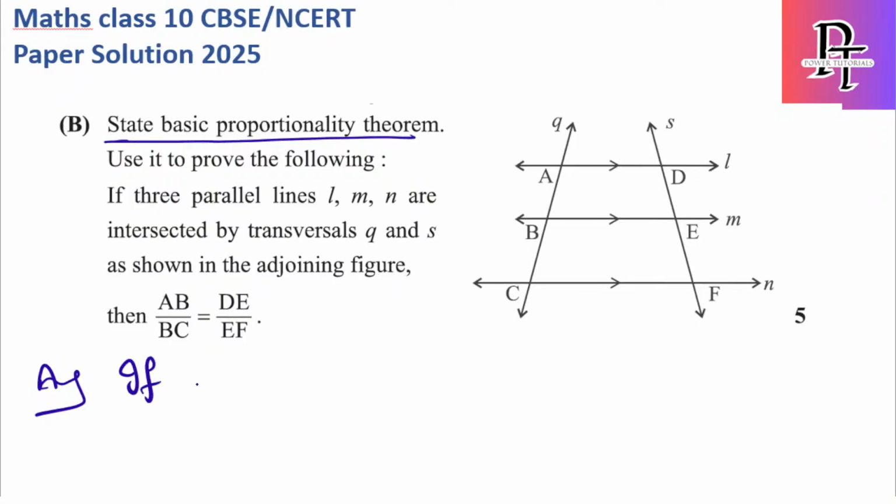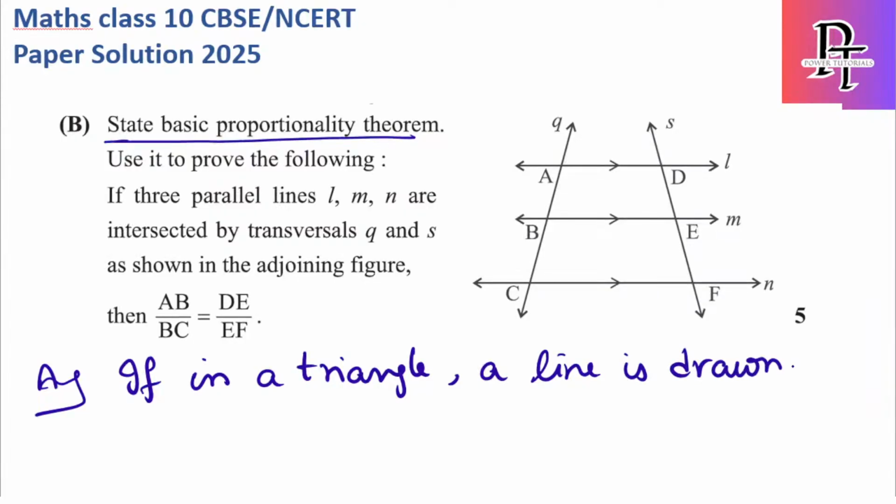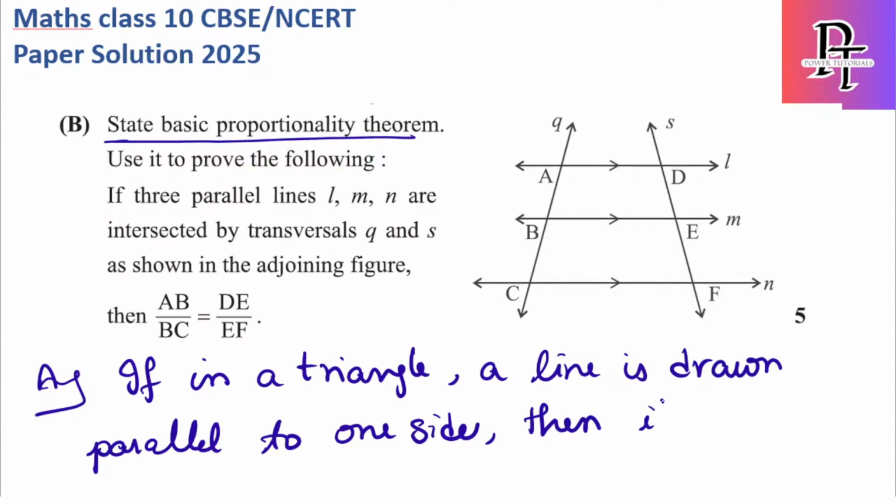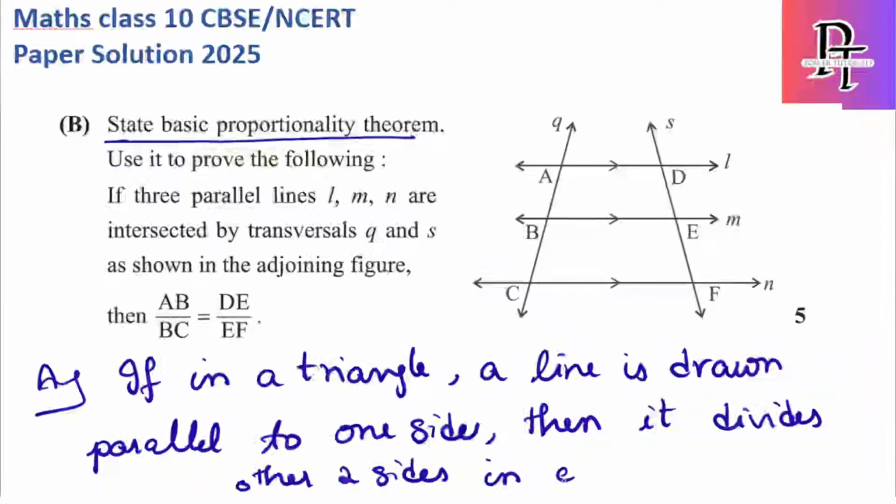If in a triangle a line is drawn parallel to one side, or parallel to the third side, then it divides the other two sides in equal ratios.